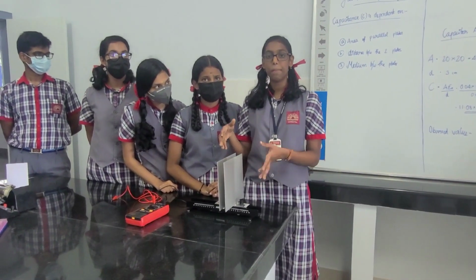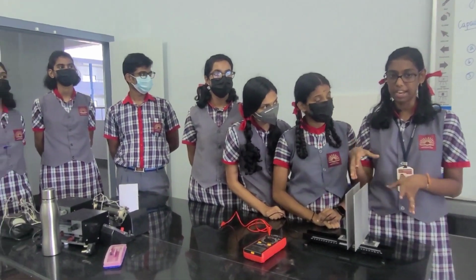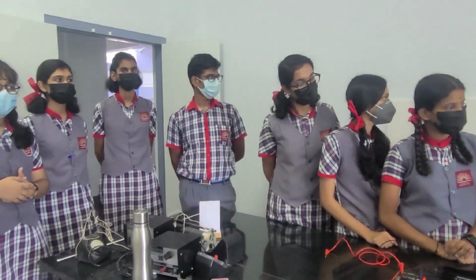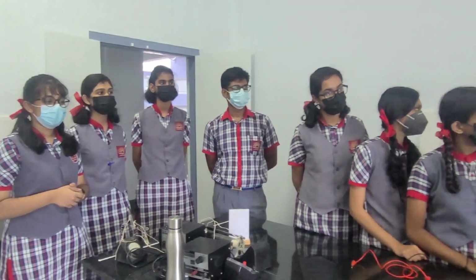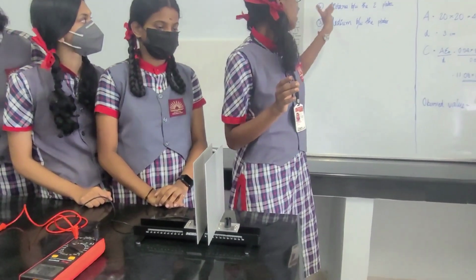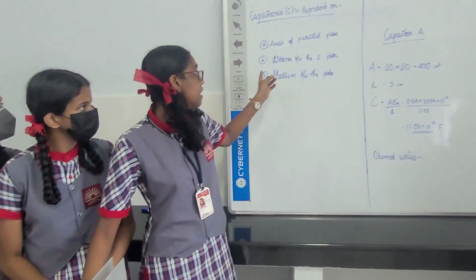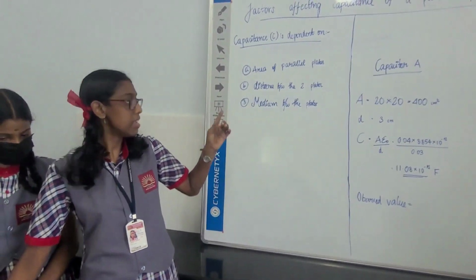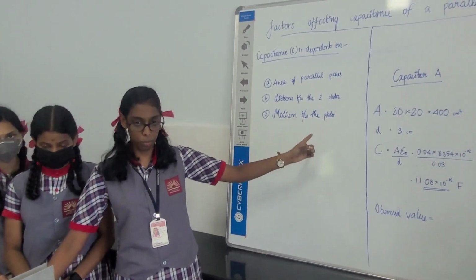Demonstrate how the capacitance of a parallel capacitor varies when you change the different factors on which it is dependent. This is the parallel capacitor, and its capacitance is dependent upon the area of the parallel plates, the distance between the two parallel plates, and also the medium between the two plates.